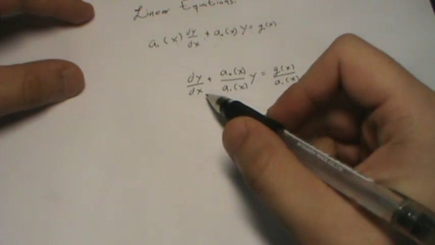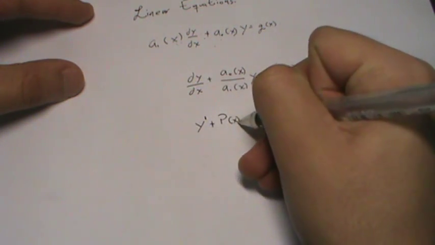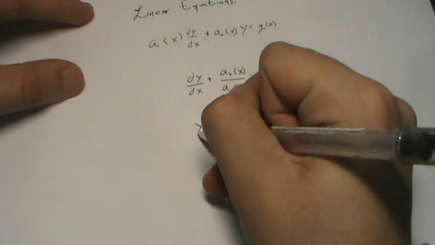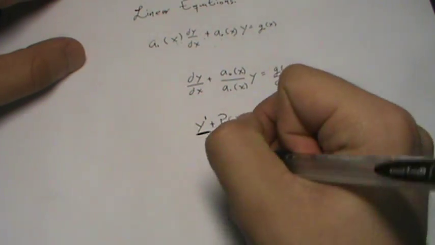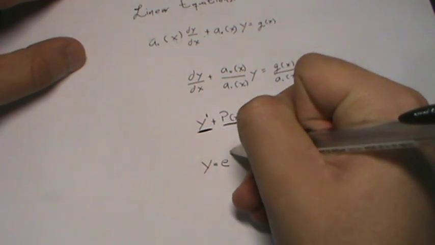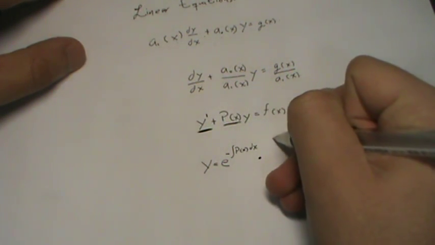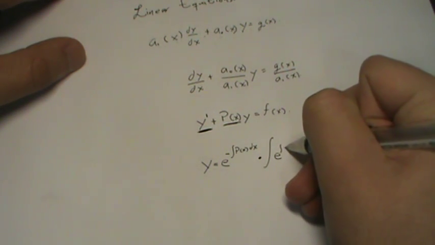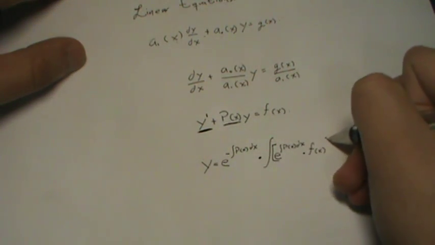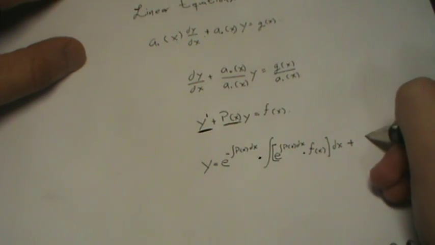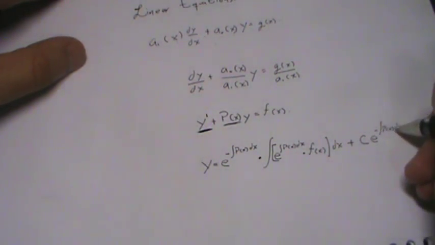Once we have it in this form, we tend to write it as y prime plus p of x y equals f of x. Just remember this one has to be alone, and p of x is whatever is multiplying y, and then we have f of x. Then y is going to be equal to e to the minus integral of p(x) dx multiplying the integral of e to the positive integral of p(x) dx times f(x), all integrated by dx, and then we add the constant c multiplying e to the minus integral of p(x) dx.